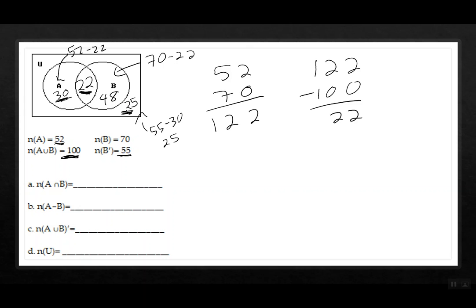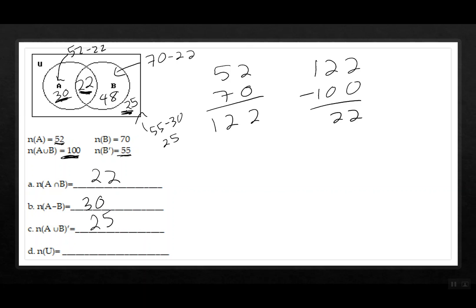So now that I filled in all four areas of the Venn diagram, I can go back and answer the question. So the first one says, what's the intersection? It's 22. Then it says A minus B. So A minus B says what's in A, not in B. So it's only in A, that's 30. A union B complement says what's outside of those circles. So what's outside of the circles? 25. And then the universe is the entire box.